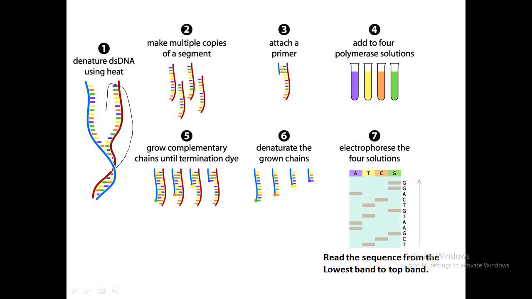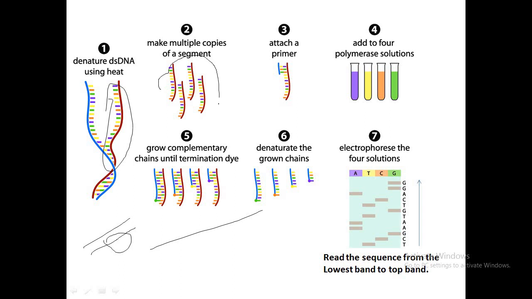Okay, so what will happen at first? You need to isolate DNA, and in order to sequence this particular region of DNA, you first need to denature the DNA. Okay, so first the DNA gets denatured. Denature means separating the two DNA strands. The two DNA strands will detach from each other. Then when the single strands are free, you can make multiple copies of them.